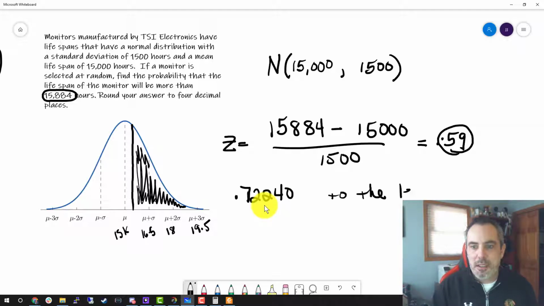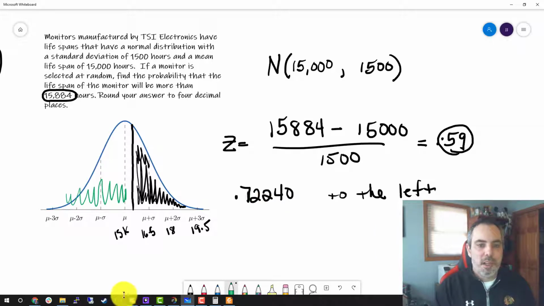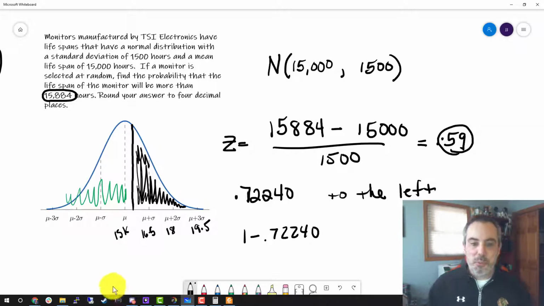And I'm going to write this down to emphasize. 0.72240 is everything to the left. That's this side of the problem. I want to find everything to the right. Well, 1, which is 100%, minus 0.72240, which is really 72.2%, would give me the information that I need.